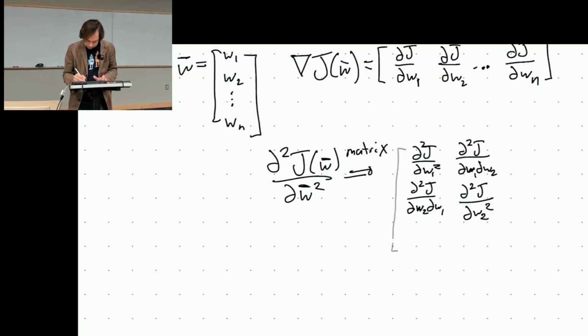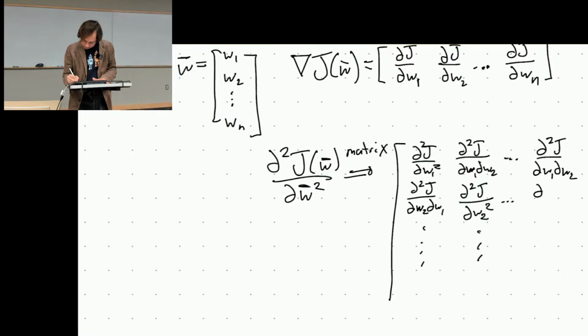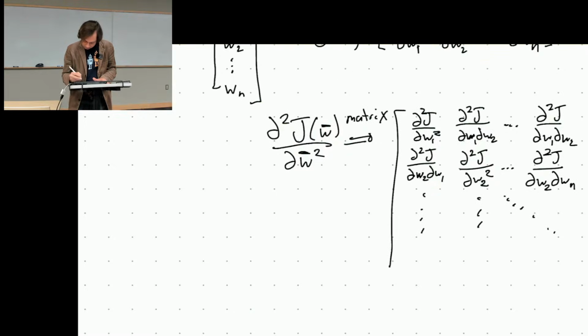And then this is going to be partial J, partial w1, partial wn. This would be partial J, partial w2, partial wn. Then down into the last row, you're going to have partial J, partial wn.